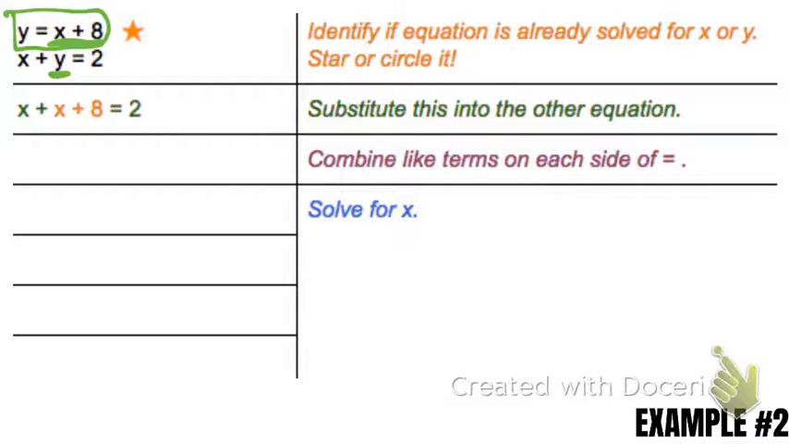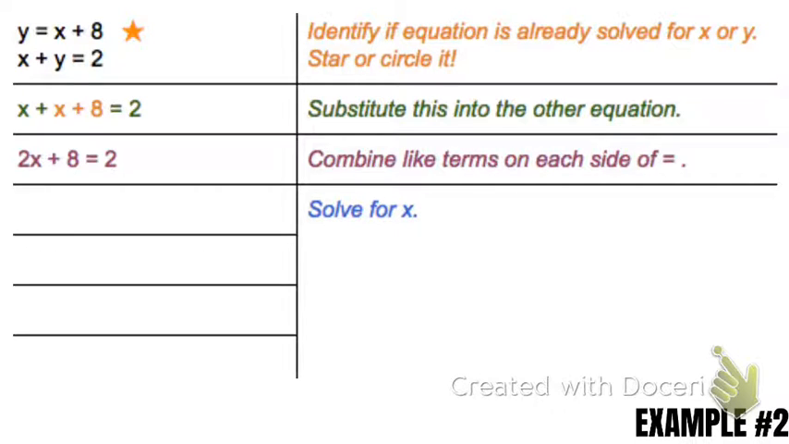Now we're going to go through and solve this equation. You want to first look at each side of the equal sign. So look over here and see if there's any like terms that we can combine, like this x plus x. And then you look over on the other side and see if there's any like terms that you can combine. And there aren't any on the right side. So I see I can combine x plus x, so that's the same as 2x plus 8 equals 2.